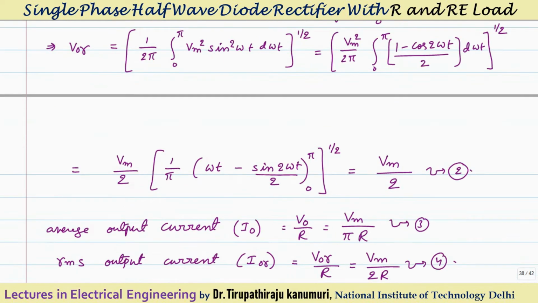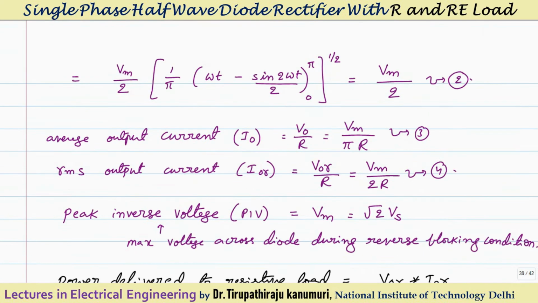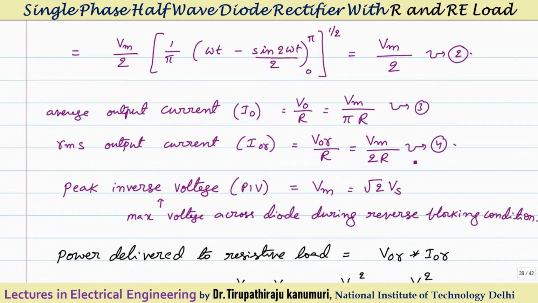So when you are doing the integration and substituting the values, your value will come as V maximum divided by 2. Now coming to average output current. Average output current will be equal to average voltage divided by R, because it is passing through a resistance and current resembles the voltage only. So this will be equal to the average value, V maximum by pi, divided by the resistor I have added here.